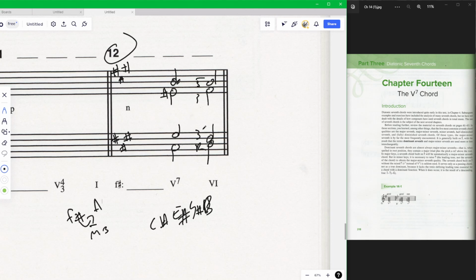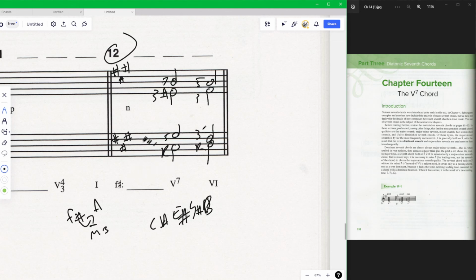B is the 7th, right? And it went down. Oh my god, I did not do that. The 7th goes down a step. I took it up, you guys. You see how wrong that was? That's points off. Alright? This is why we take inventory. Root, 3rd, 5th, 7th. 7th goes down a step. There we go. Now it's perfect.